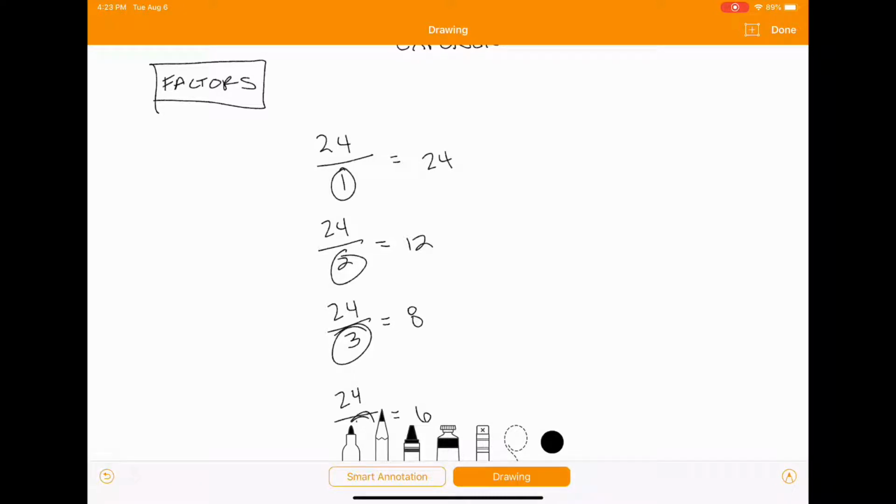If you can divide your number by a different whole number and the answer is also a whole number, then you have a factor. Factors are always positive numbers as well, so they're positive whole numbers.